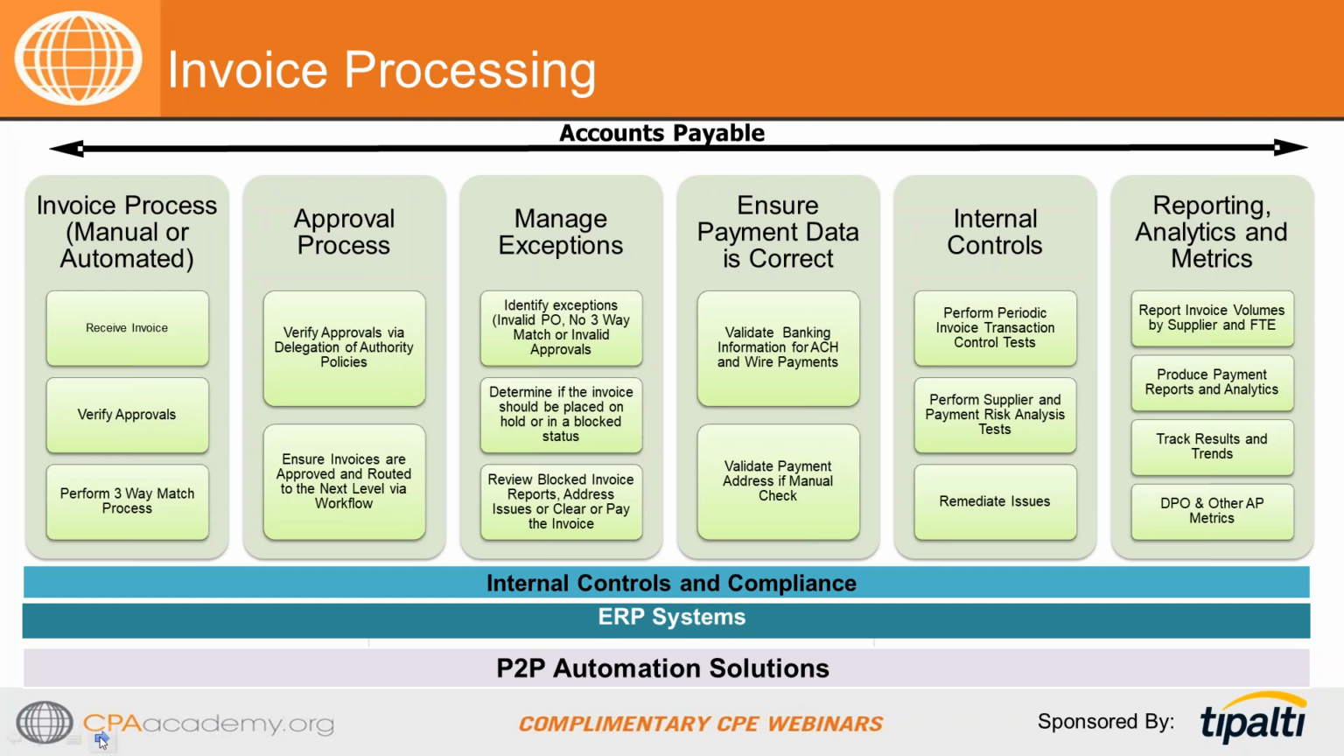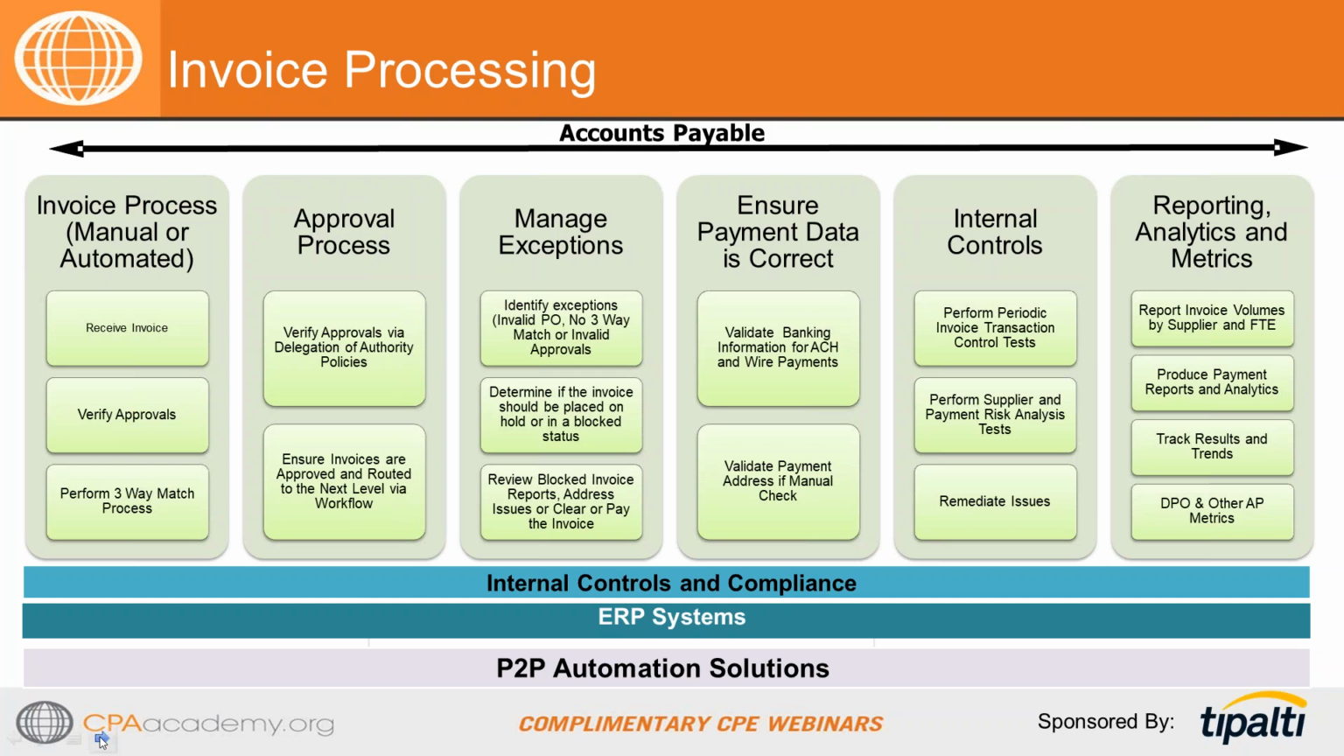The trick in an automated fashion or even in a manual fashion is how do you manage exceptions? And tracking those and identifying the non-matches, whether it's an invalid PO, invalid approvals, and determining whether the invoice should be placed in a hold status or in a block status. And you want to keep track of those invoices that are in a blocked status or hold status, make sure that the problems are resolved and that they are paid certainly in a timely manner.